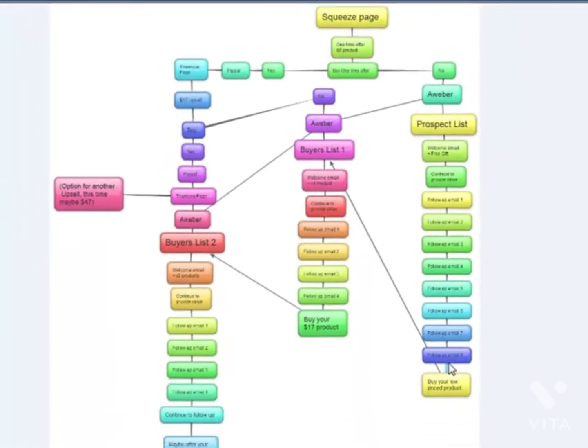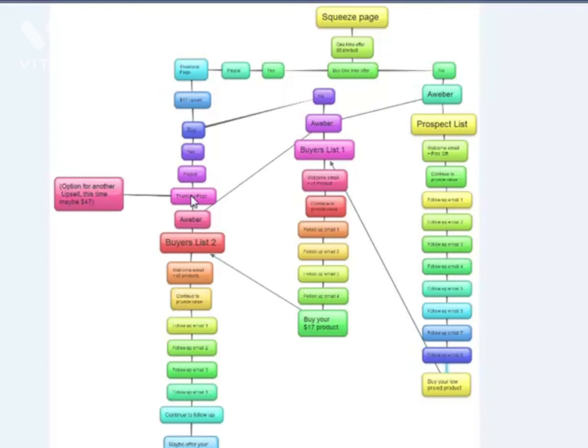And at some stage, as long as you provide plenty of value and you build a good relationship and plenty of trust and credibility, and you offer them some good low price products with plenty of value, then some people are going to purchase, and when they do, they obviously go to your buyers list. And as you can see on the left here, at the far left, you can even give them a second upsell on the thank you page from your $17 product.